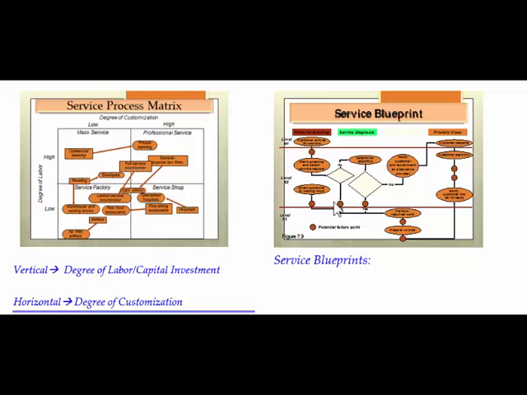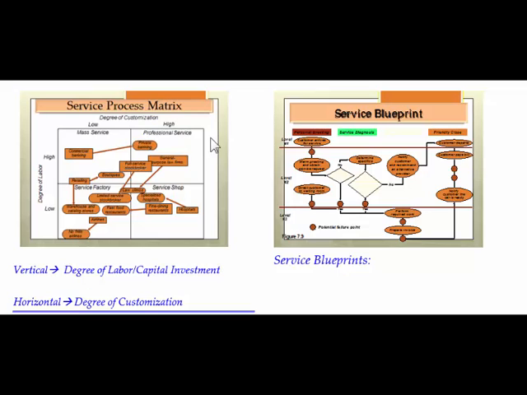The vertical and horizontal axes, the vertical axis, the one going up and down, is degree of labor, and it is degree of labor essentially divided by capital investment. That's why airlines kind of fall down here, where it's a low degree of labor relative to the total investment in pieces. The horizontal axis is the degree of customization. So up here in high, when we think about a professional service, a doctor, a lawyer, each thing is specifically targeted to a person or a situation.